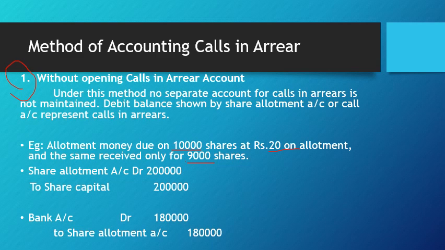So under this method, the method without opening calls in arrears account, let's see if we have prepared the ledger called share allotment account. Here is the share allotment account. So if share allotment account is debited rupees 2 lakh to share capital, there is a debit balance of rupees 2 lakh.